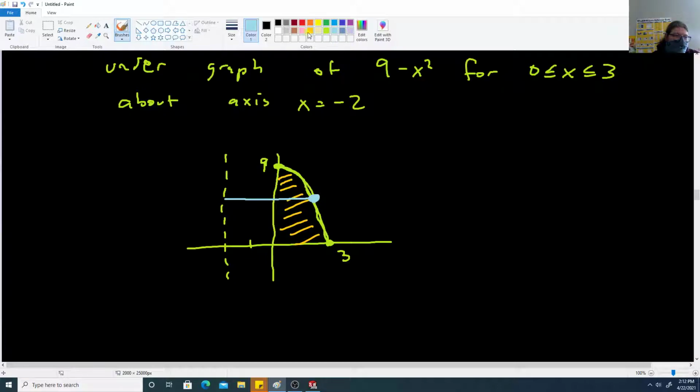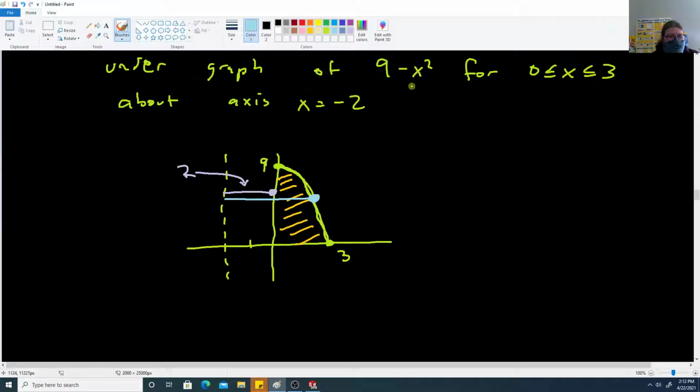Our inner will be from this line here over to the inner edge. Our inner is just going to be a number. Since we're doing this at -2, that will just be 2 units. So our inner is just 2 units.